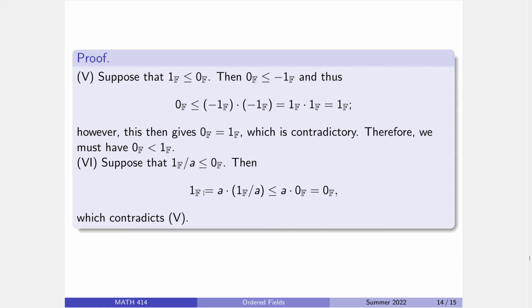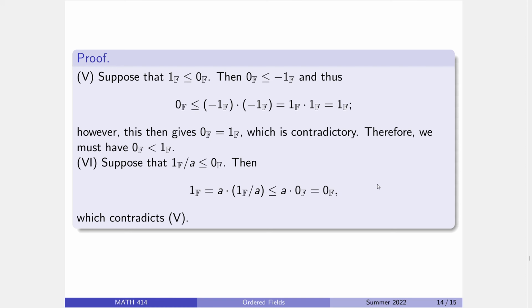But A times this is 1, and anything times 0 is 0, and now you've got 1 is less than or equal to 0, which contradicts 5. So it's got to be that 1 over A is positive. Strictly so. Beautiful.